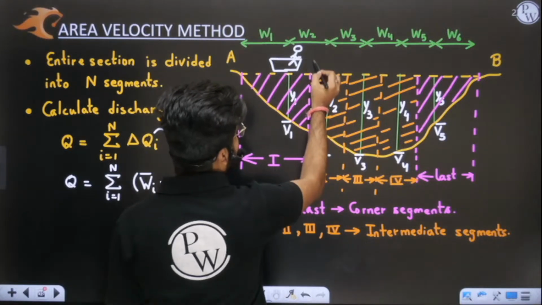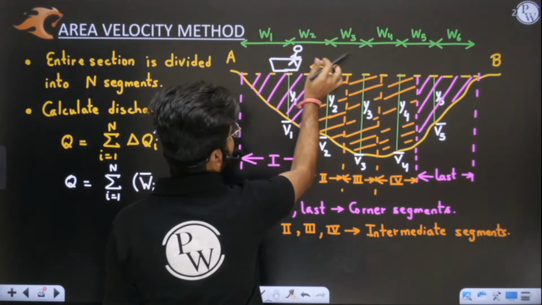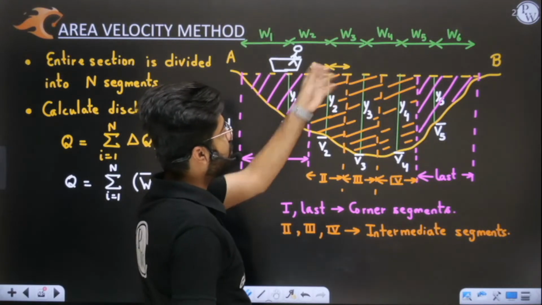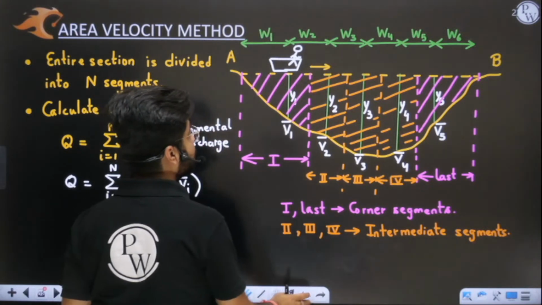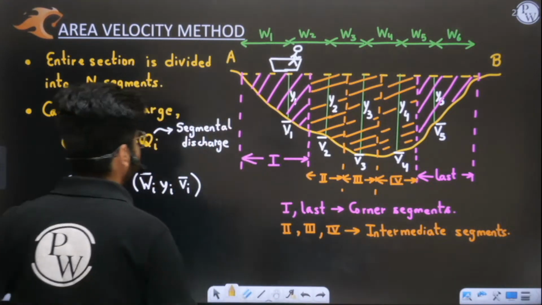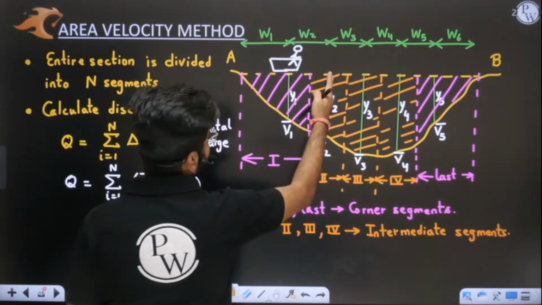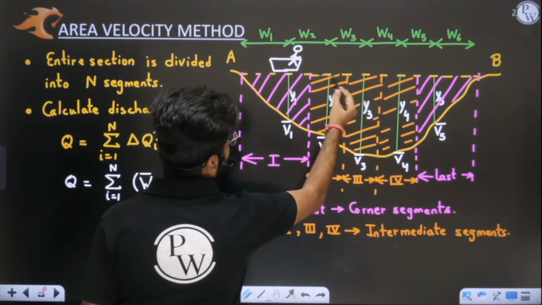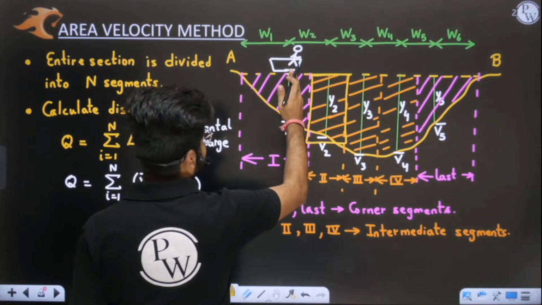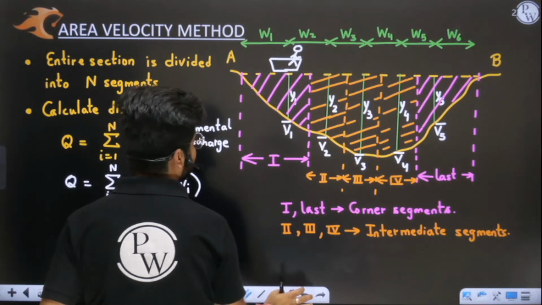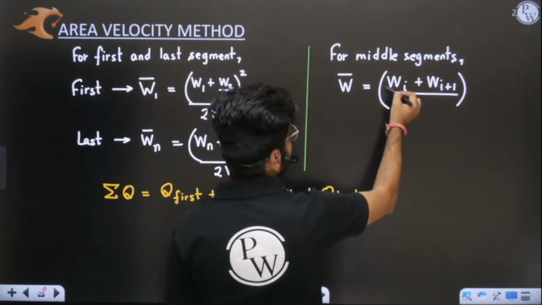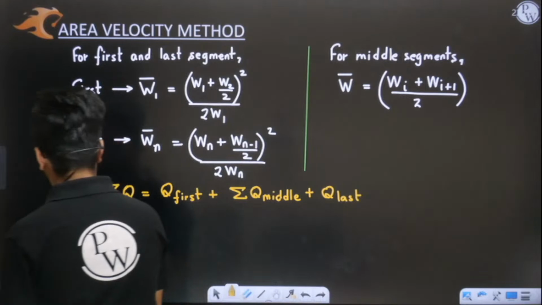Sir, I have to take half of W2 and half of W3. Half of this is 3 by 2, half of this is 3 by 2. I hope why we are taking half is very clear to you. Because you can see that this is a kind of rectangle, formed after we have taken a half segment from here and a half segment from here. Understood, sir. So what we are taking? 3 by 2, 3 by 2, 3 by 2, 3 by 2.